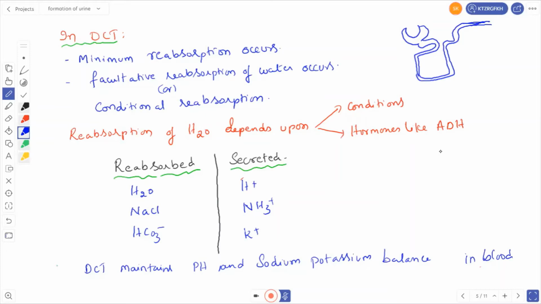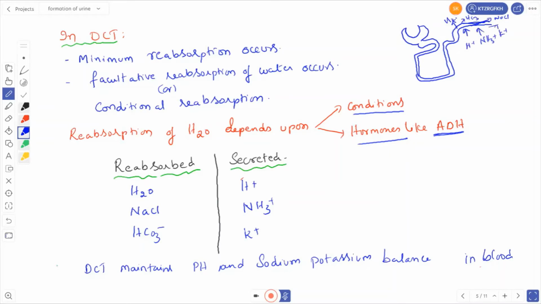So conditional reabsorption of water occurs in the DCT, or we can also call it facultative reabsorption of water. Reabsorption of water depends upon conditions and also hormones like antidiuretic hormone. What are the substances reabsorbed from here? Substances reabsorbed are water, bicarbonate, and NaCl. What are the substances secreted here? The substances secreted are hydrogen ions, ammonia, and potassium ions.